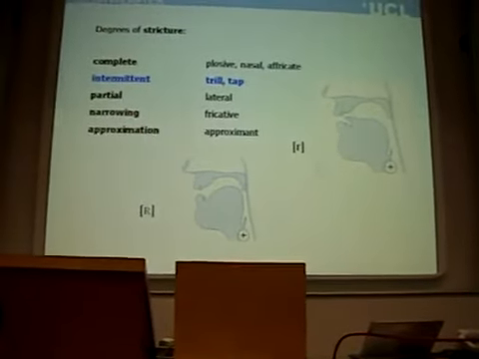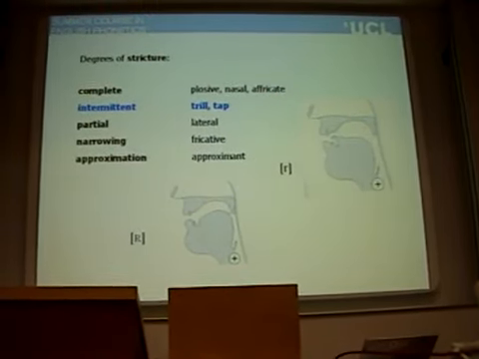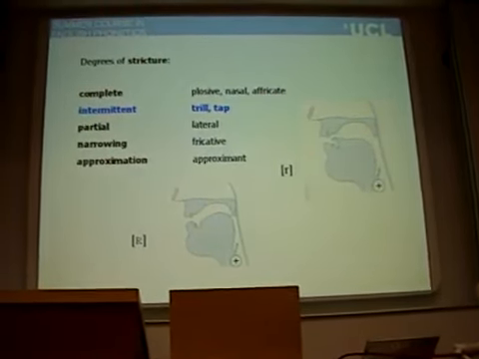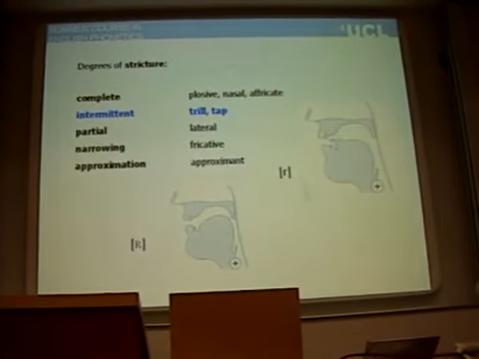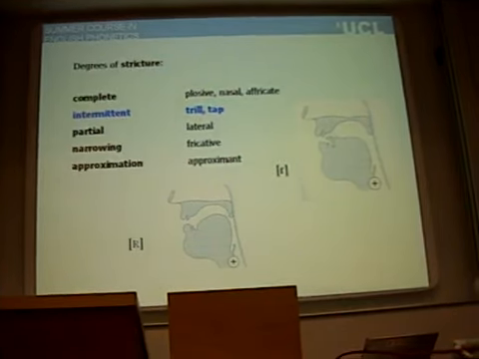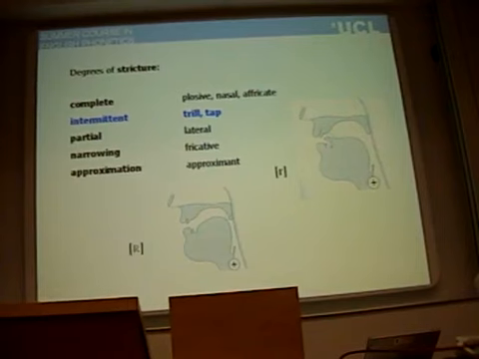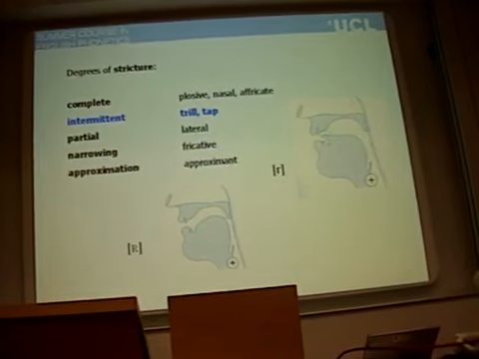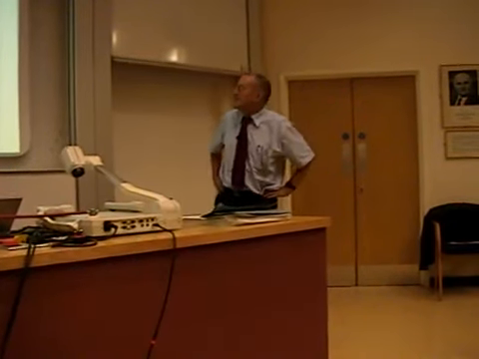Now, trills and taps are not really necessary in English, but it's useful to know about them from the point of view of general phonetics. I don't know how many of you can make a trill. An alveolar trill is ra, ra, ra, ra, ra. Those of you who are speakers of Spanish probably can. The others may find it problematic. Speakers of Italian probably can too.